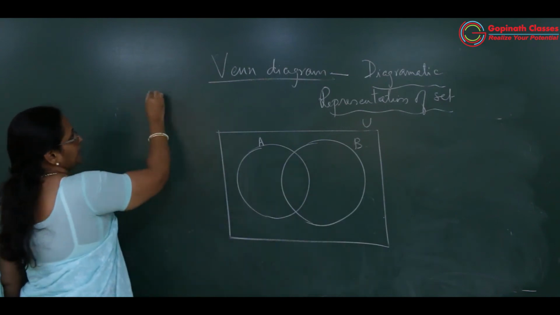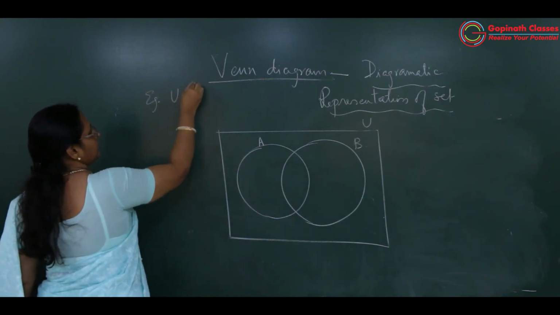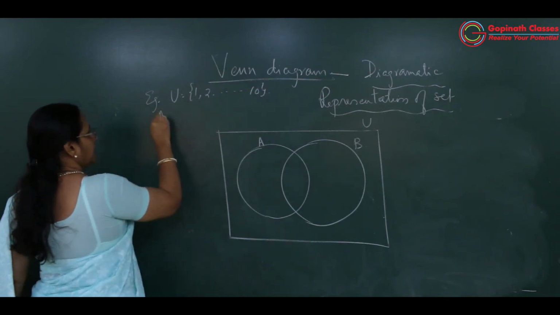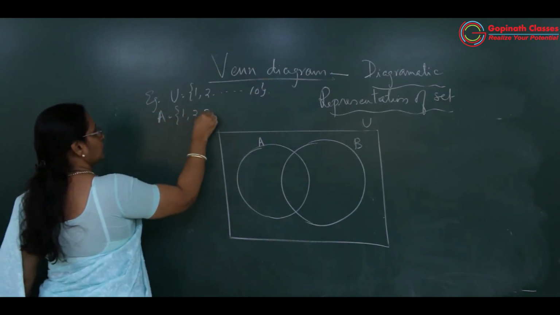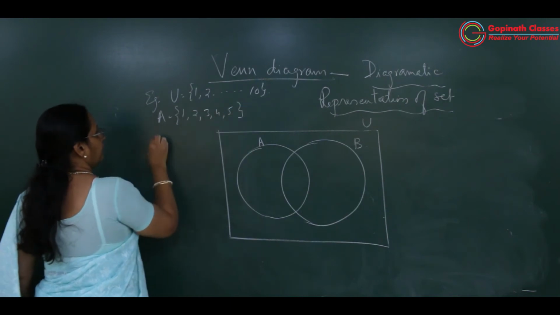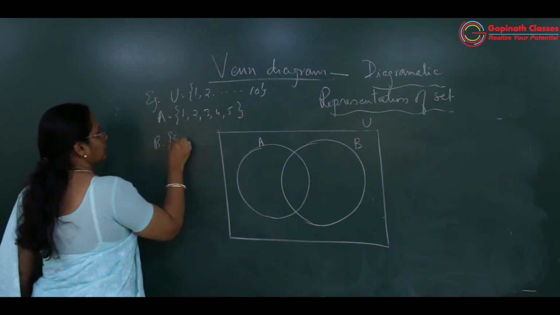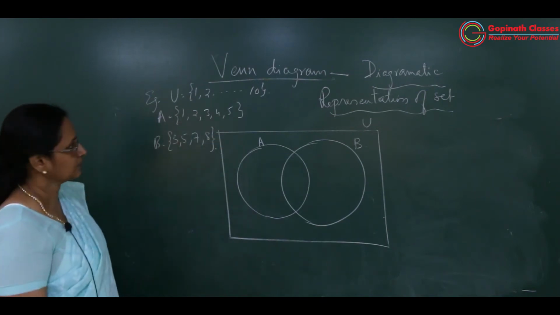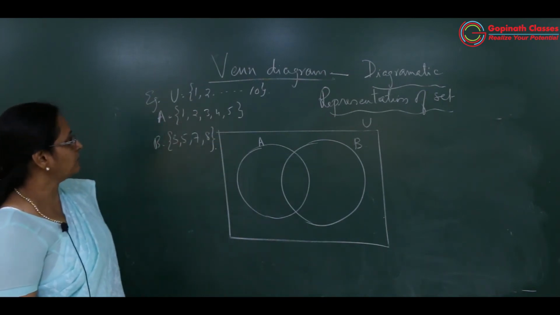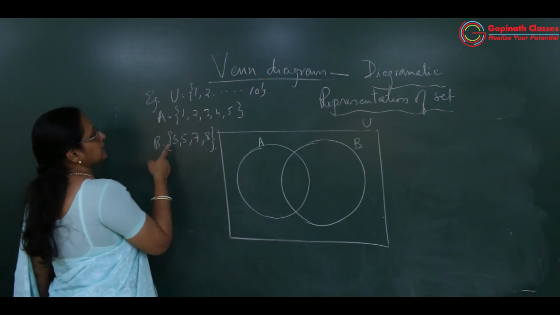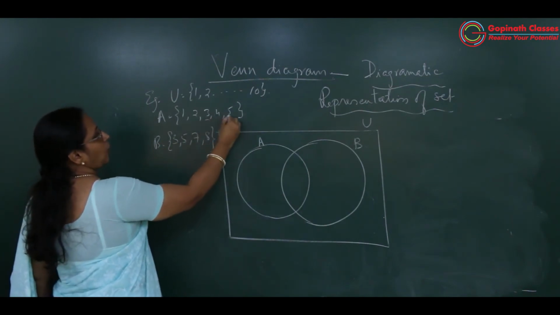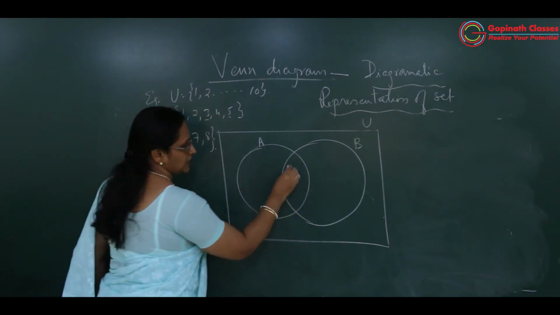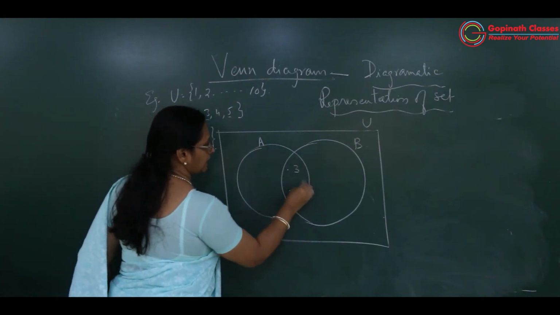Suppose a simple example I'll give you. U is equal to 1, 2 up to 10. A is 1, 2, 3, 4, 5. B is 3, 5, 7, 8. Look at it. So A is 1, 2, 3, 4, 5 and B is 3, 5, 7, 8. You can see the common elements are 3 and 5. That should come in this common space. So this will be 3 and this will be 5.